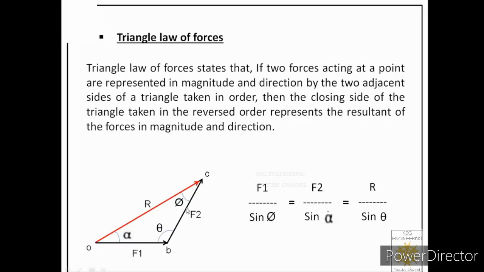F2 is divided by the sine of the angle between the other two forces, and between the other two forces the angle is alpha. Then this is equal to R divided by the sine of the angle between the other two forces. So for R, the other two forces are F1 and F2. Between these two forces the angle is theta. So this formula is very useful in order to find the resultant of a two concurrent coplanar force system.